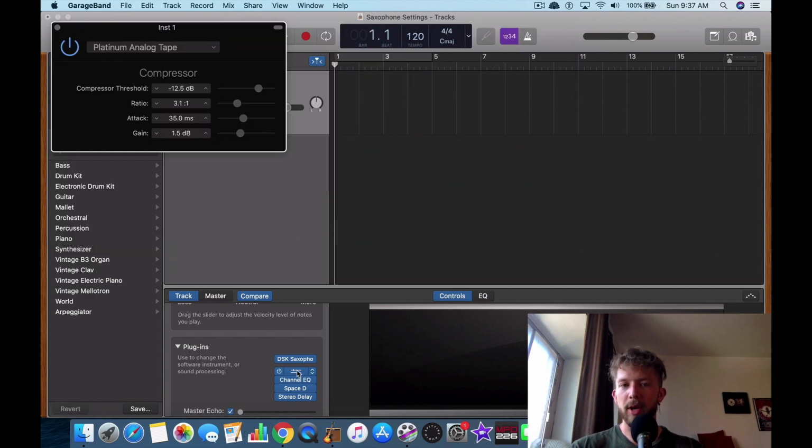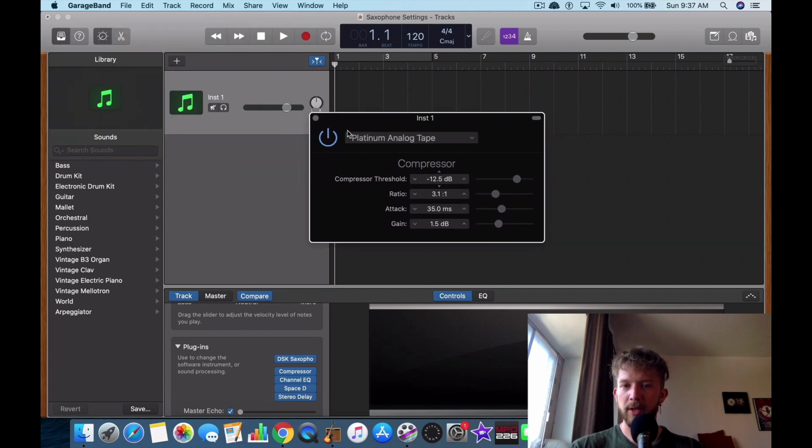In terms of the compression, I use the platinum analog tape for the compressor on this particular instrument, but then I put up the ratio to around 3, and then I put the attack to around 35 milliseconds. And that's mostly just controlling loud peaks and stuff. It's not really shaping the sound all that much.